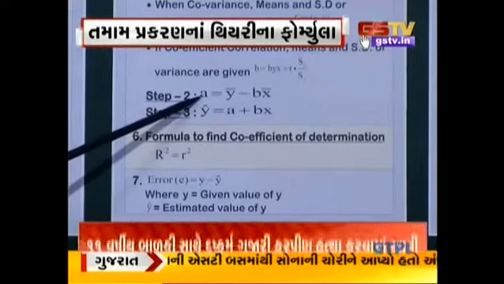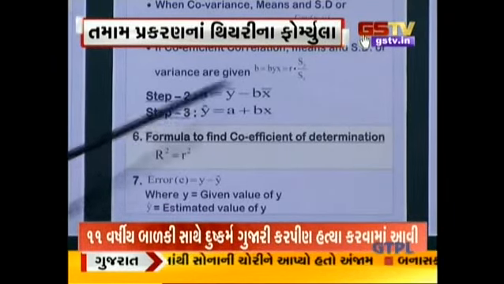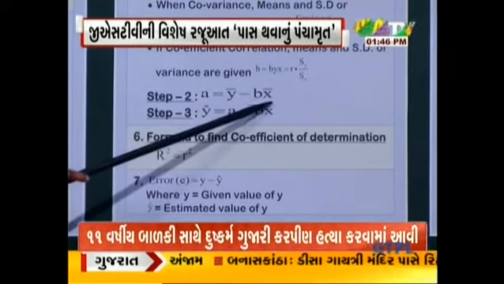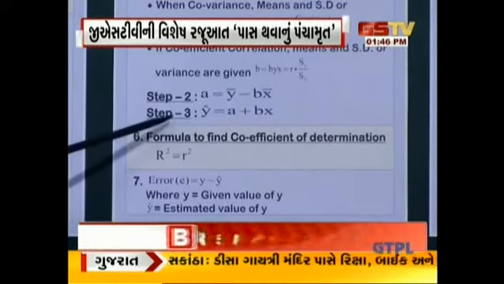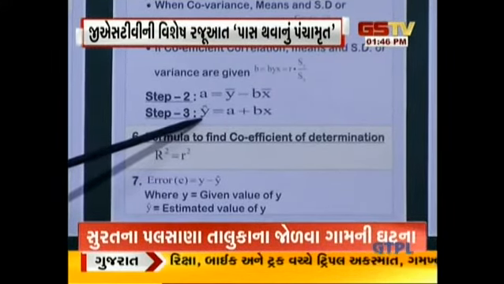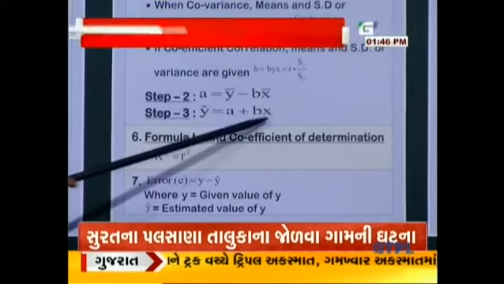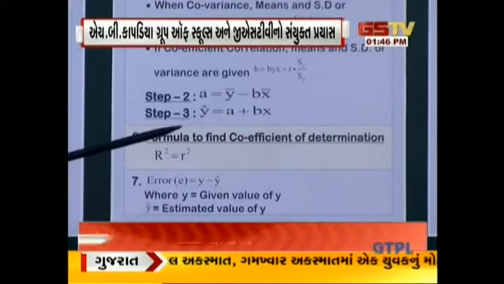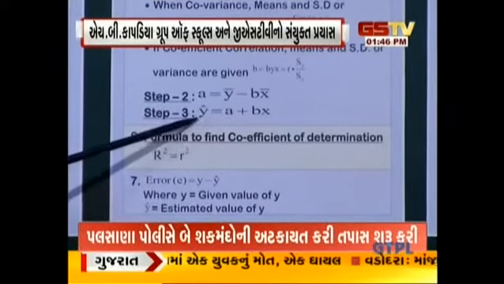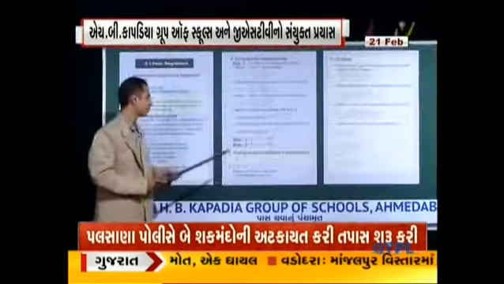Now step number 2. In step number 2, we have to find the value of a. The formula to find a is equal to y bar minus b x bar. In step number 3, we have to find the estimated value of y, that is y cap is equal to a plus bx. If the value of the x variable is given, you have to put it here. That will give you the estimated value of y.